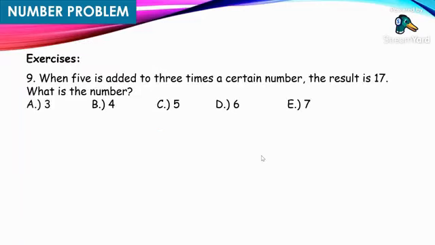When 5 is added to 3 times a certain number, the result is 17. What is the number? Okay, comment down your answers for problem number 9.